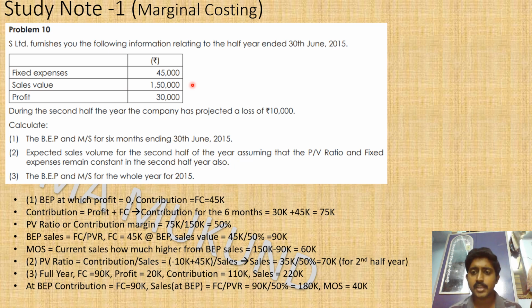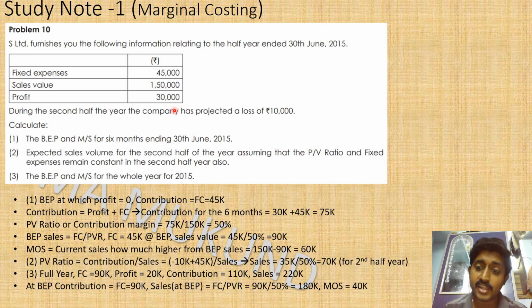Sales value minus variable cost will give you the contribution, minus fixed cost will give you the profit. So here you have profit of 30,000 and 45,000 of fixed expenses. So 30,000 plus 45,000, the contribution will be 75,000, and with 75,000 of contribution and sales value of 1,50,000, what will be the variable cost? 1,50,000 minus 75,000 is equal to 75,000, which will be the variable cost. So with the available details we can plot the statement of marginal costing itself. From these 3 details we can also calculate the variable cost.